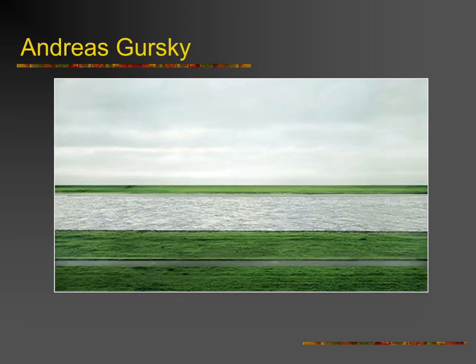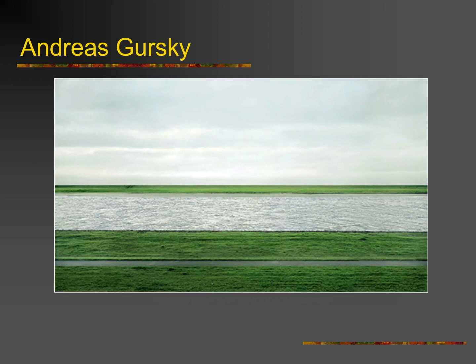Andreas Gursky probably stirs the greatest emotion and debate in photography when his name comes up among my friends. And I say that his work is a little bit like the need for acquiring a taste for fine wine.